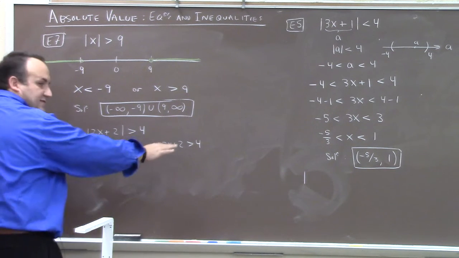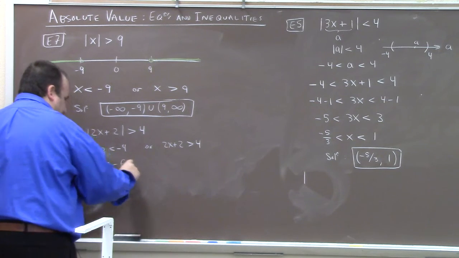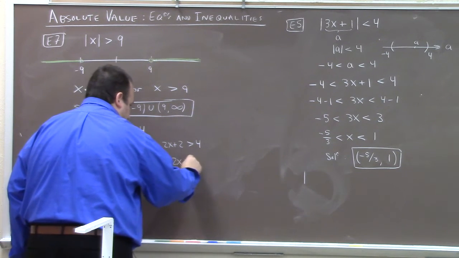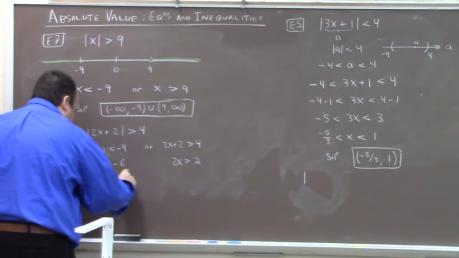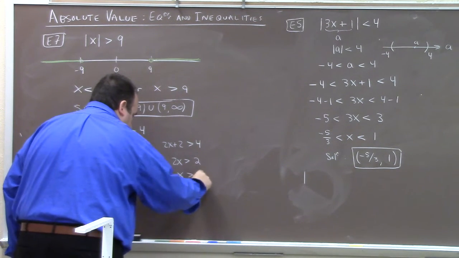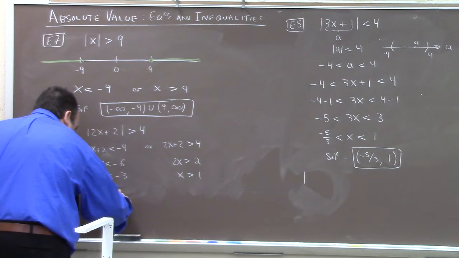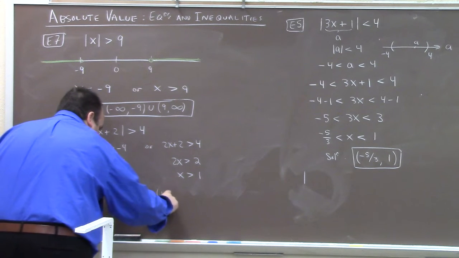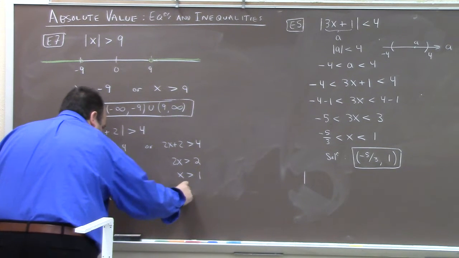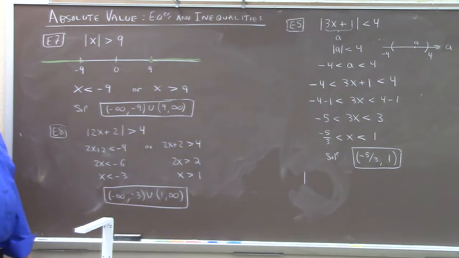And then we solve these, you know? So I've got 2x is less than minus 6. I've got 2x is greater than 2. This gives me x is less than minus 3, and x is greater than 1. So what we get, answer, minus infinity to minus 3 union with 1 to infinity. In interval notation, there's the answer for you.